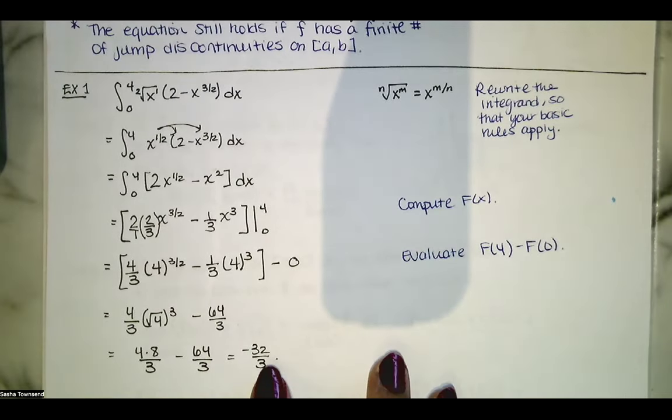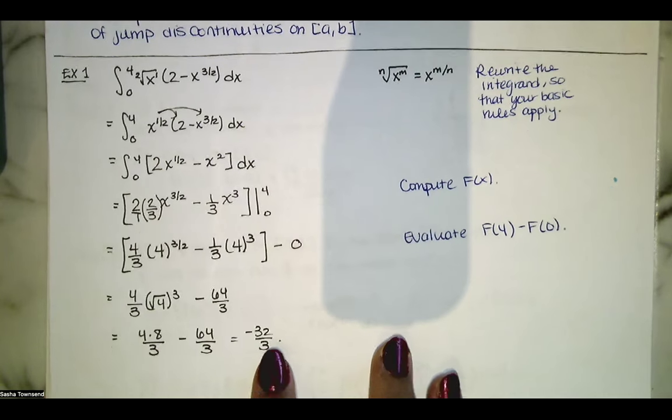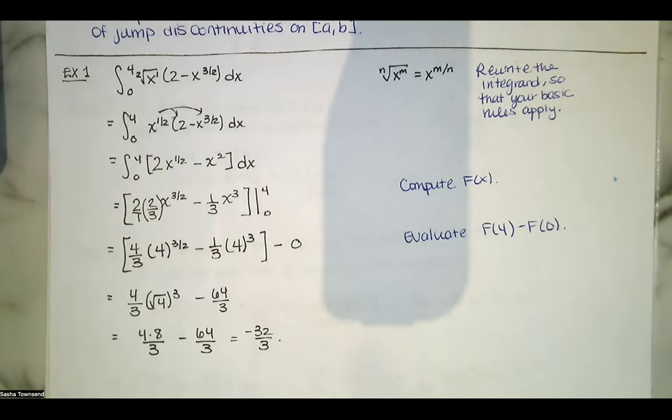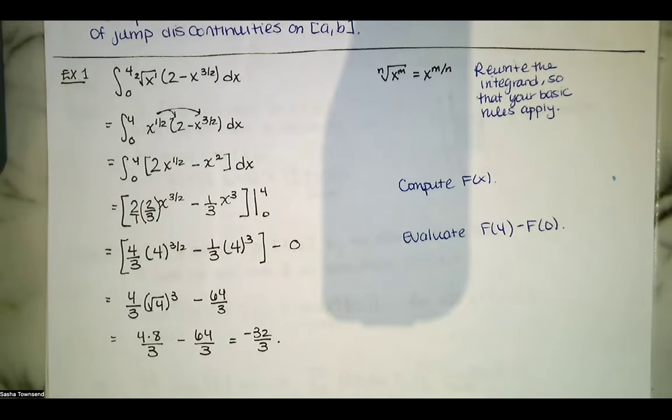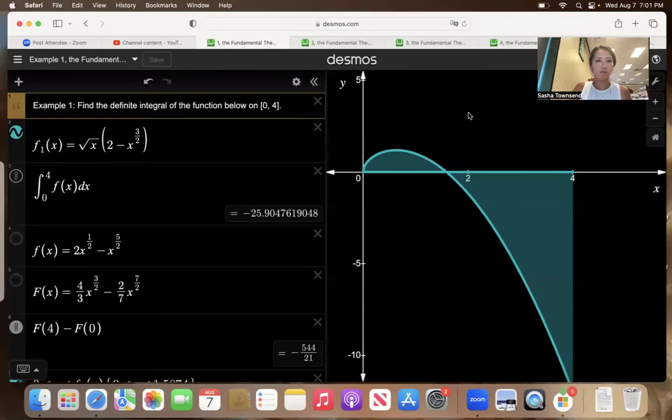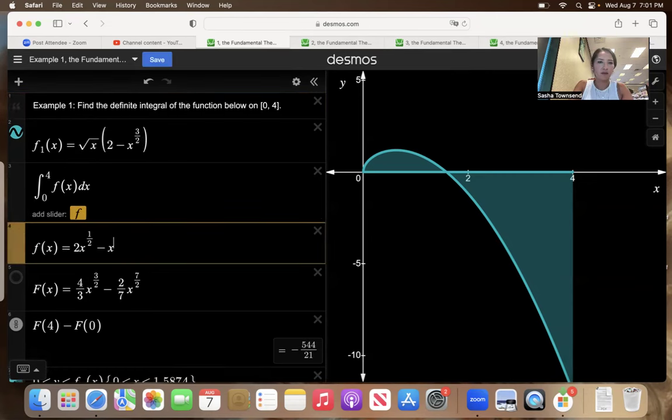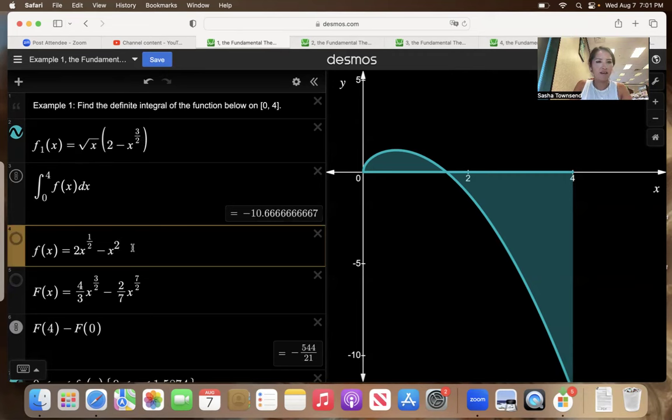If we want to see that area, we can look at this function on this interval and see what it looks like. Let's do that on Desmos. All right, so here's my function, the square root of x times the quantity 2 minus x to the 3/2. I wanted to rewrite this as x to the 1/2, and then I distribute: 2 times x to the 1/2 is 2x to the 1/2, and then x to the 1/2 times x to the 3/2 is x to the 4/2, which is actually x squared. Looks like I made an arithmetic error.